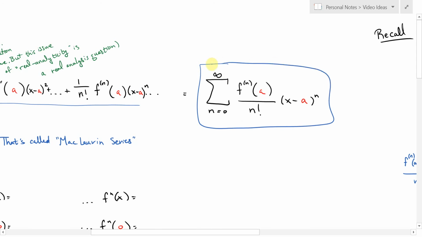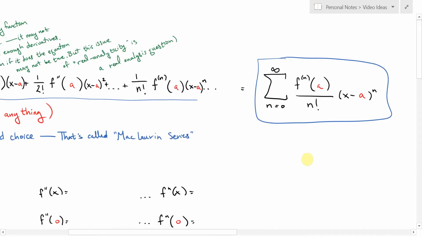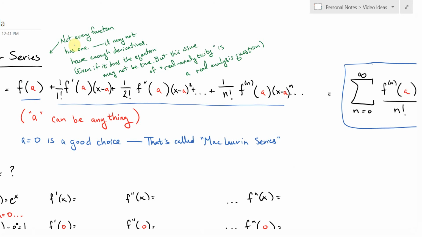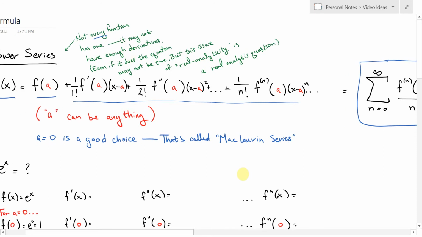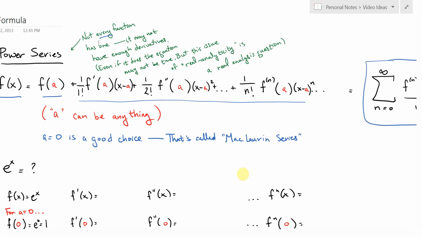So this is a formula you should definitely remember from something like Calculus 2. But an important point to keep in mind is that not every function has a power series. For one thing, it may not have enough derivatives. There are functions out there, and we'll discuss this a little bit later on, that maybe have 4 derivatives but don't have 5 derivatives, or something like this. Once you take the derivative a certain number of times, it ceases to be differentiable.